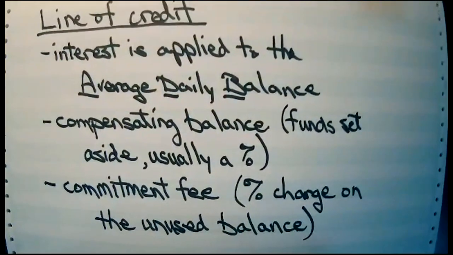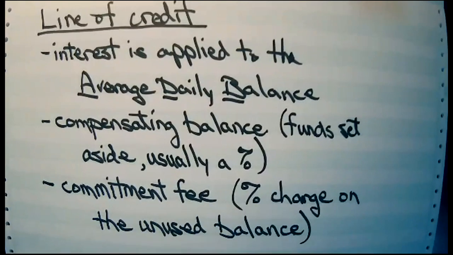So let's talk about these few items. Line of credit. Some important things to understand. You know, the line of credit, as we talked about, you can get one of these with your home loan. If you hear the term HELOC, that's called a home equity line of credit.